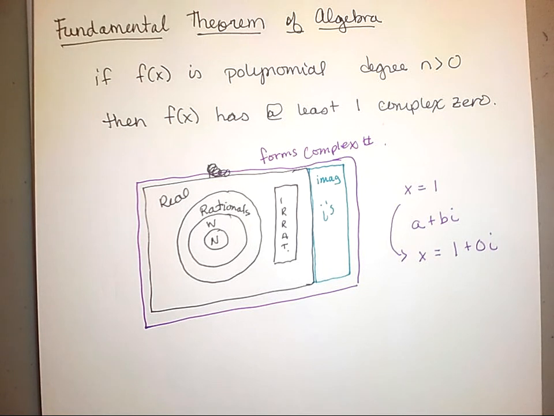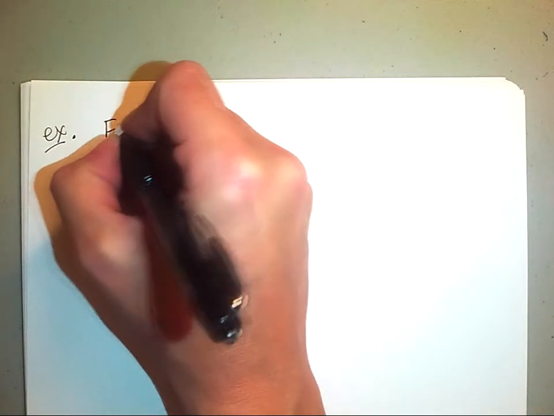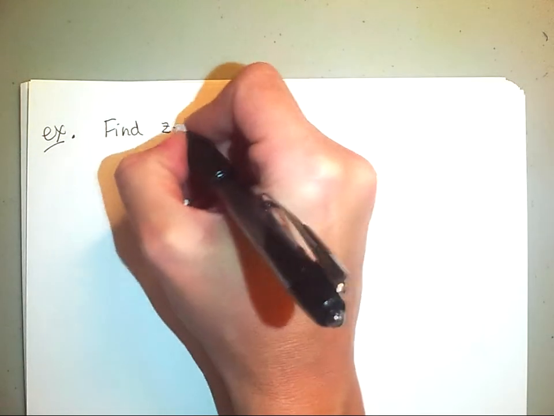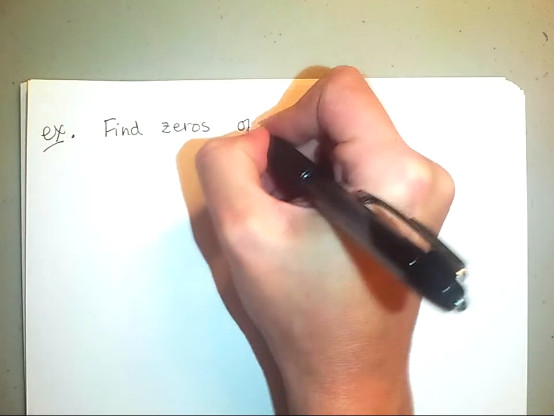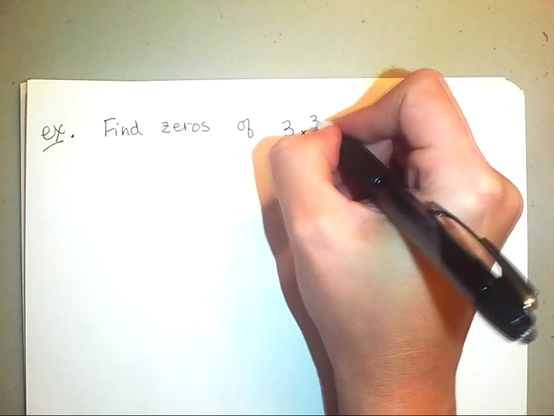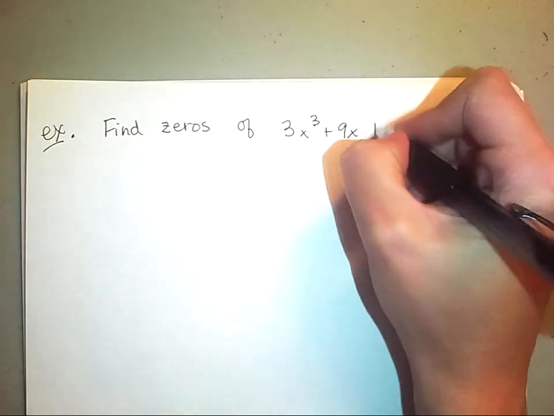So let's do another example where we try and find these. For example, let's find the zeros of 3x cubed plus 9x squared plus x plus 3.